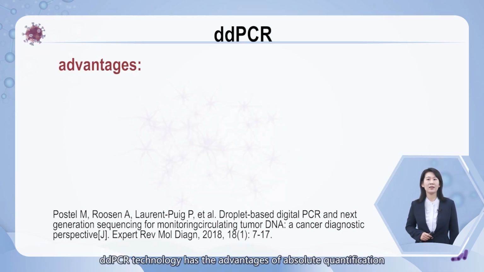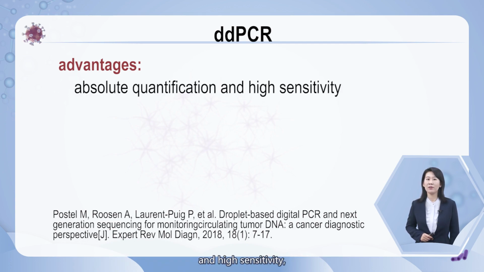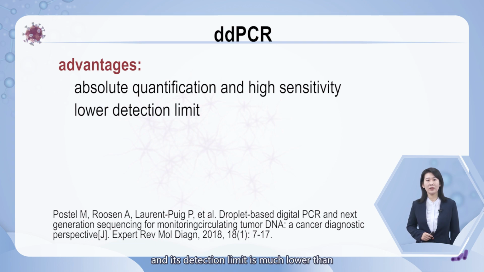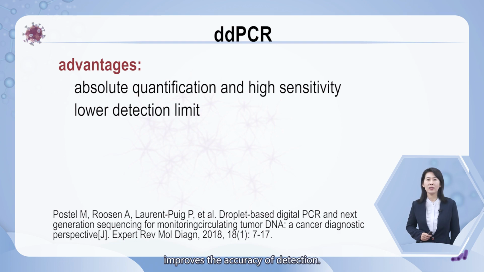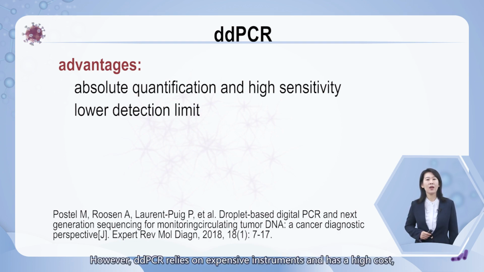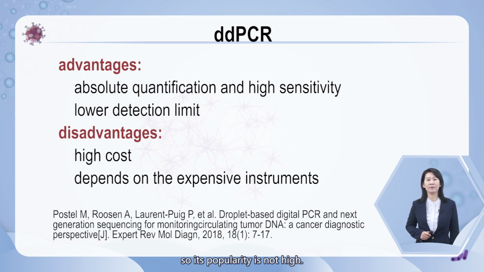ddPCR technology has the advantages of absolute quantification and high sensitivity, and its detection limit is much lower than that of fluorescence quantitative PCR, which reduces the risk of false negatives and greatly improves the accuracy of detection. However, ddPCR relies on expensive instruments and has a high cost, so its popularity is not high.